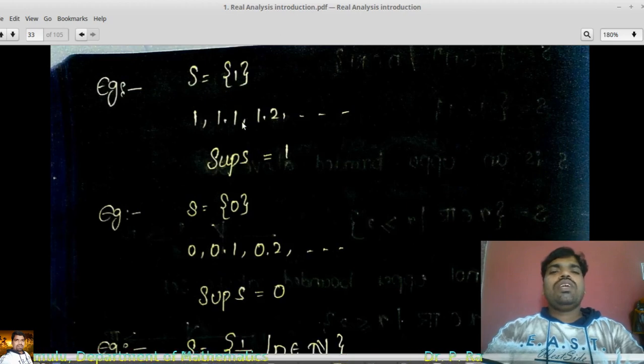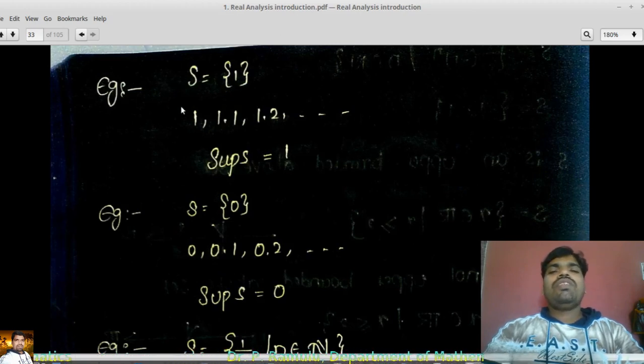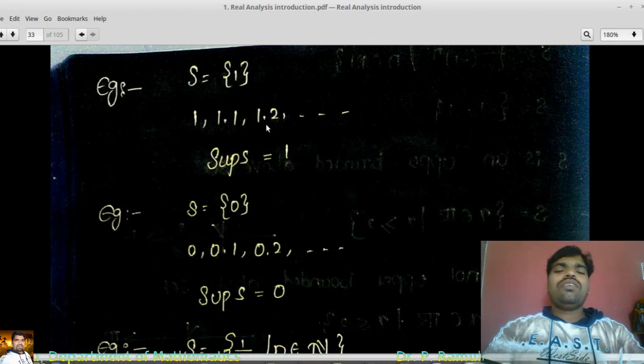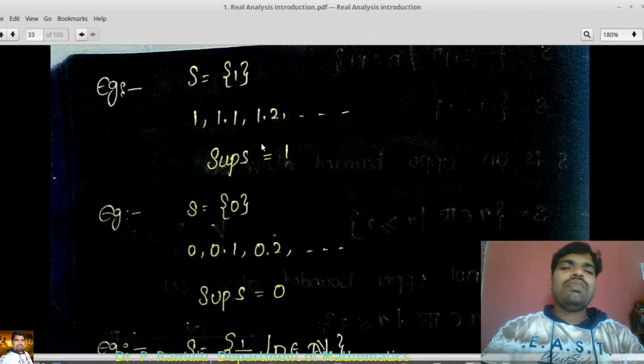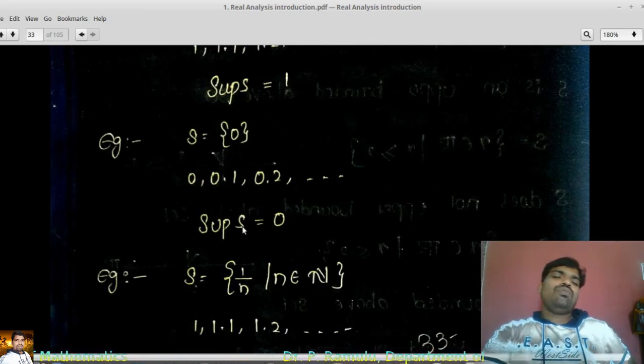S is equal to the singleton 1. If I take 1.1, 1.2 and so on, these are our upper bounds. Out of these upper bounds, which is least? 1 is least, so the supremum of S is equal to 1. For example, it is okay. The definition is too difficult; you just have to understand a little bit. These are the upper bounds, and the least is 0, so sup S is equal to 0.